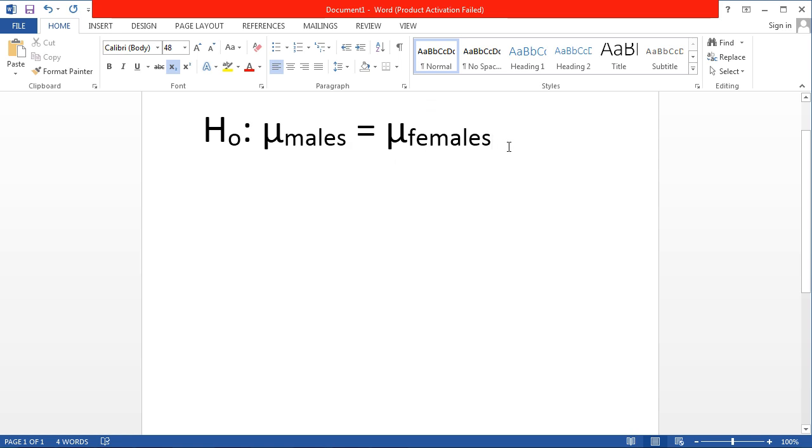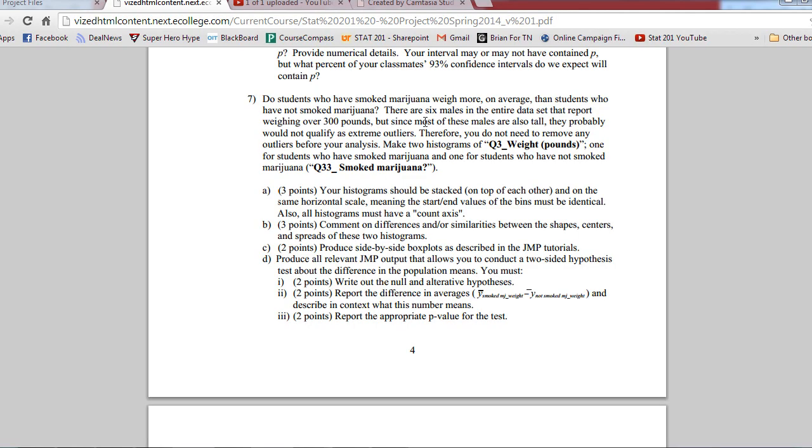It's kind of weird to think of that, but with this test, we don't assume anything. We're testing to see maybe if males have a different weight than females. And I think that's what this is setting you up for too. It wants you to test out who weighs more on average. So it says, do students who smoke marijuana weigh more on average than students who have not smoked marijuana?